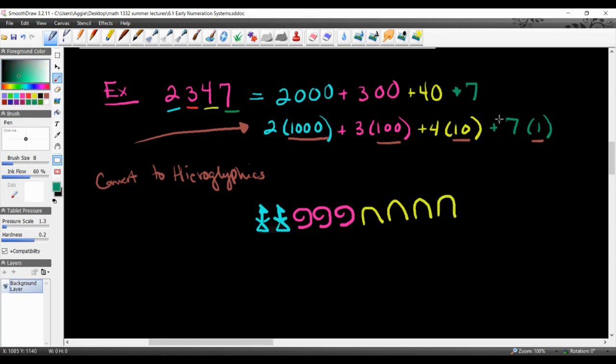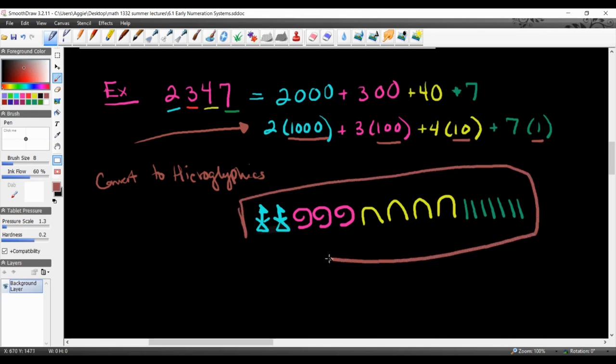And if I remember correctly, the 1 is just a tally mark. So 1, 2, 3, 4, 5, 6, 7. And that's it. This is the equivalent to our number that we're used to, okay? This one. This would be the Egyptian hieroglyphic.